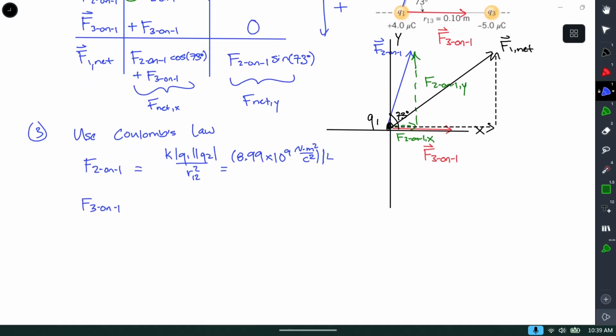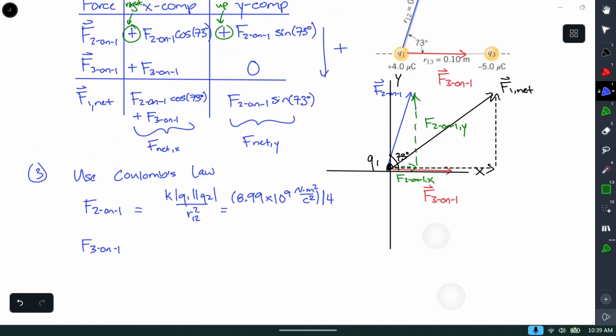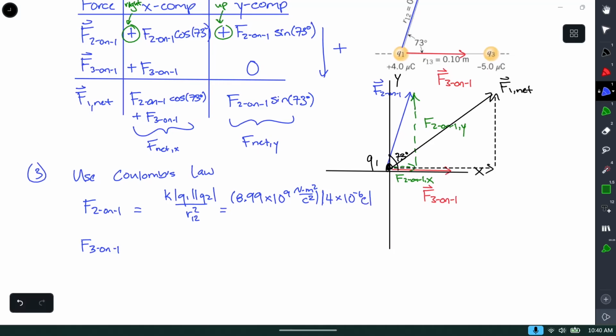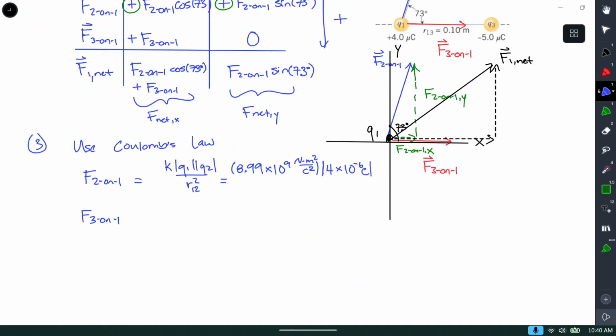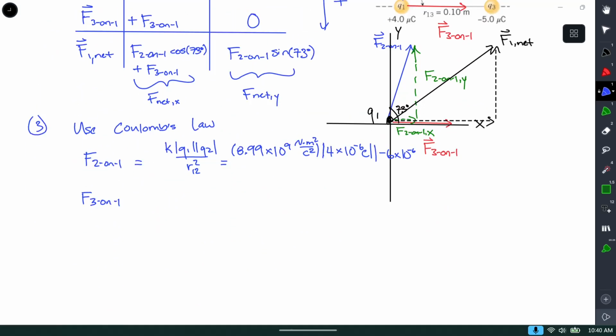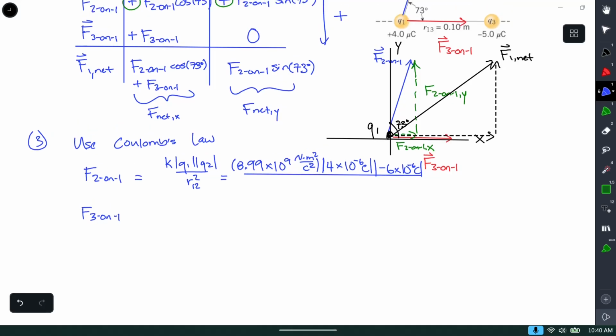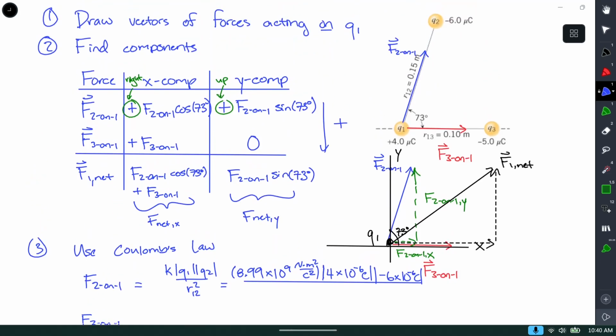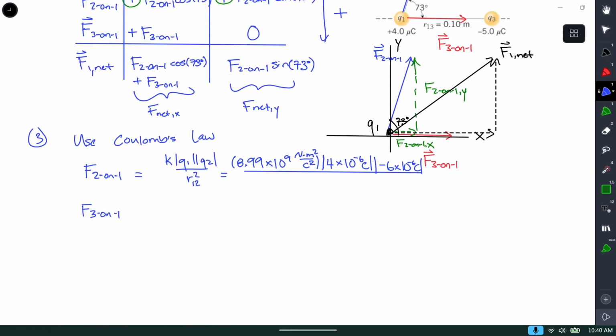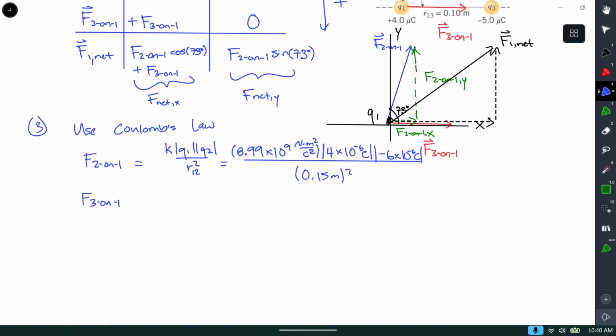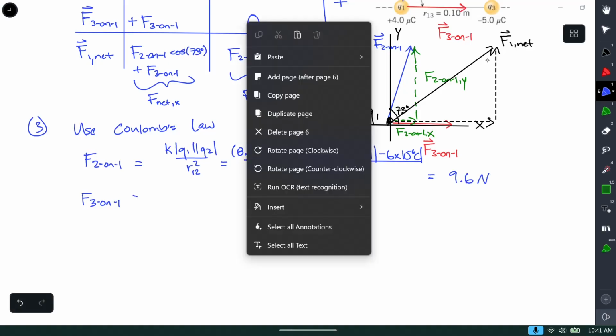Yes. So that one, it'll sneak up on you. It's tempting to just write 4 and call it a day, but it's 4 times 10 to the negative 6 coulombs for Q1. And then for Q2, it's negative 6. The negative's going to turn out not to matter, though, because I'm using that absolute value, because I just care about the size of the charge. And then the square of the distance between the two was, the distance is 0.15 meters. We square that, and so I get 9.6 newtons for that first one. I want you to take a minute and try and do this for F3 on 1.